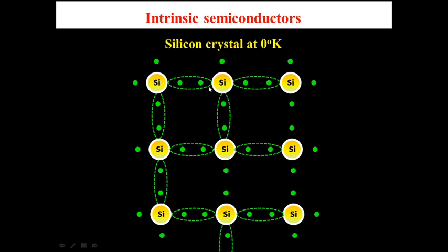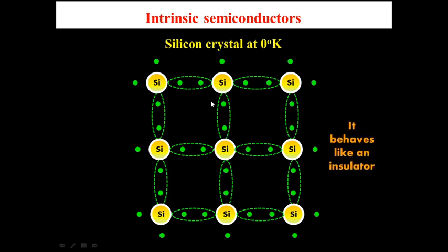Each valence electron in the silicon crystal is associated with a covalent bond. It means that no electrons are free inside the silicon crystal, and each electron is associated with a particular atom. It means that each electron is bound to the other atom. So hence the silicon acts as an insulator. It means intrinsic semiconductor acts like an insulator at 0 degree Kelvin, because no electrons are free in this silicon crystal structure.